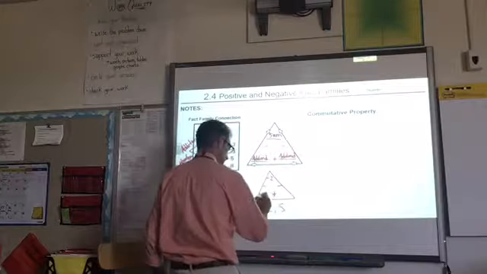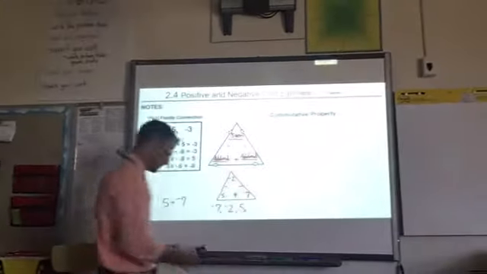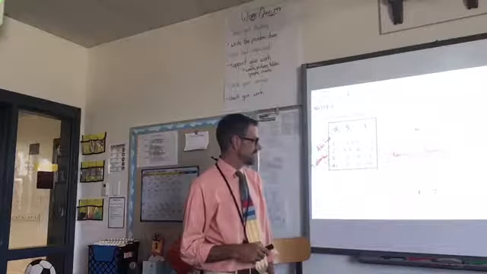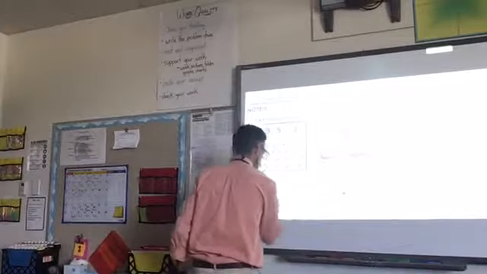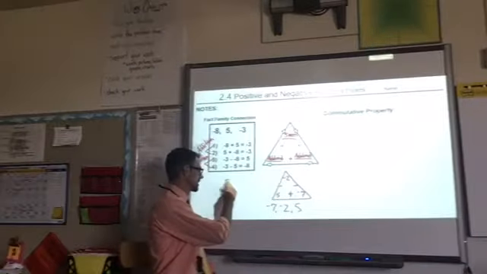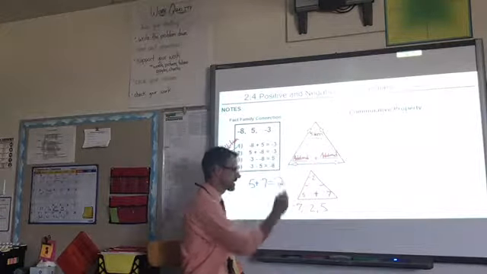Negative 2, 5, negative 7. So here I have negative 2, 5, and 7. This is where I can write my 2 addition number sentences. Easy. 5 plus negative 7 equals negative 2. There's 1.